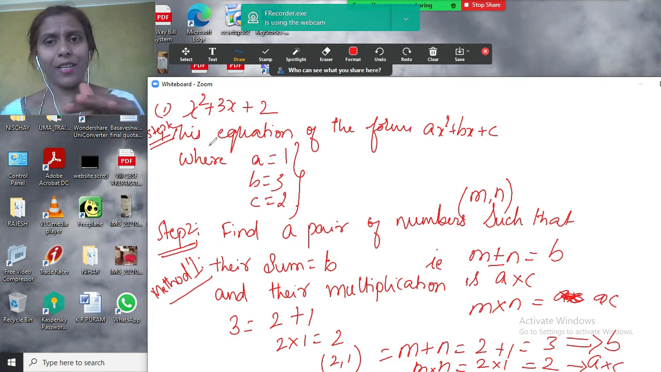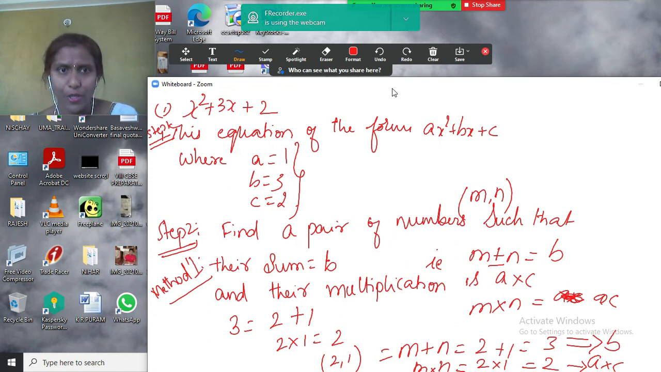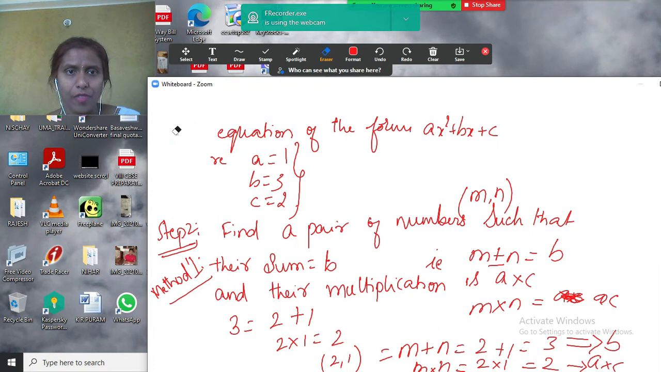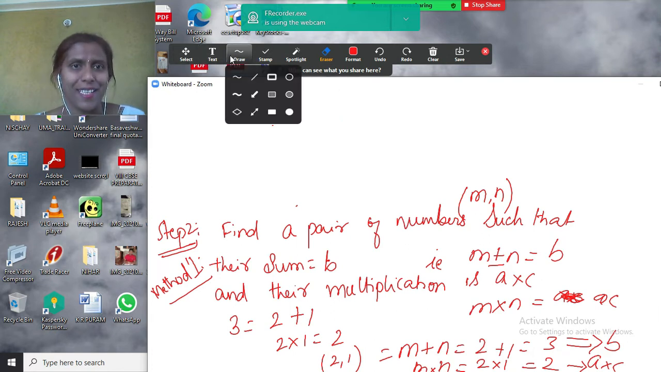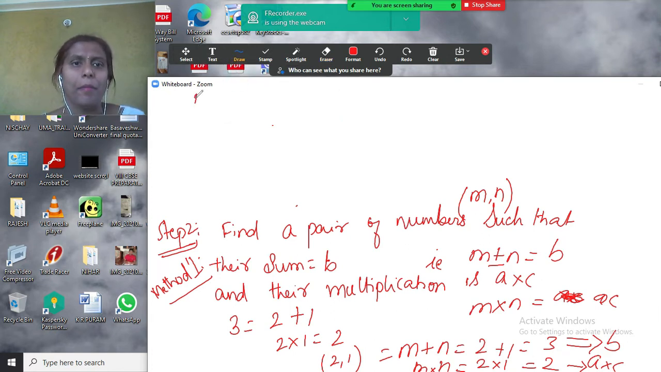Now let me take you through method 2. What I'll do is let me erase the top, because this one is gone and I need to write method 2. That's the reason. So I'll go for method 2.